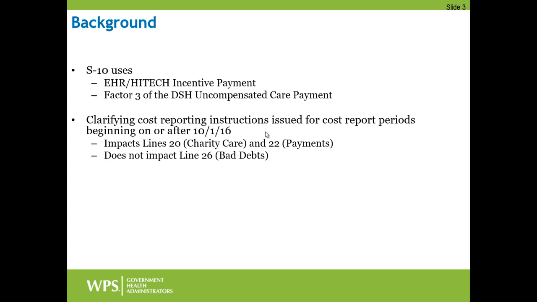Now, the other thing to bring up here is that there were clarifying cost reporting instructions, really changes, issued for cost report periods beginning on or after 10/1/16. So that would be our current years, the years that are under review or under audit at this time. And these changes impacted two lines, line 20 for charity care and line 22 for payments. It impacted when certain things should be reported, the amount that should be reported, or how to calculate that amount, how to gather that amount. But it did not impact line 26 for the bad debts. So we're going to see how this all impacts everything.